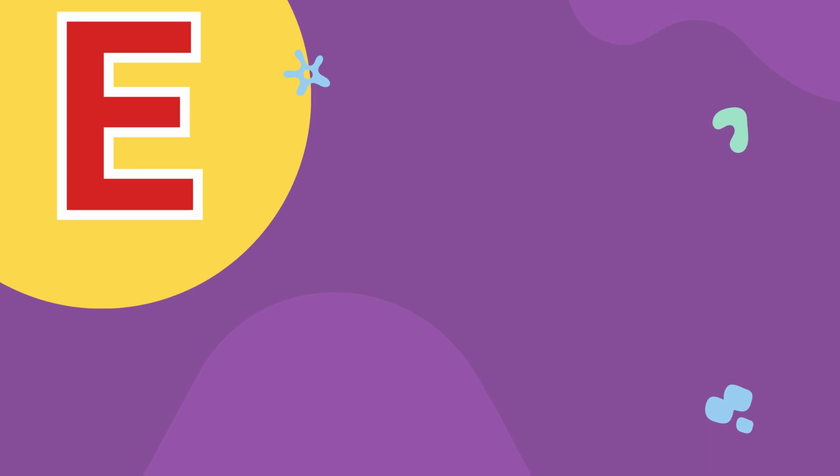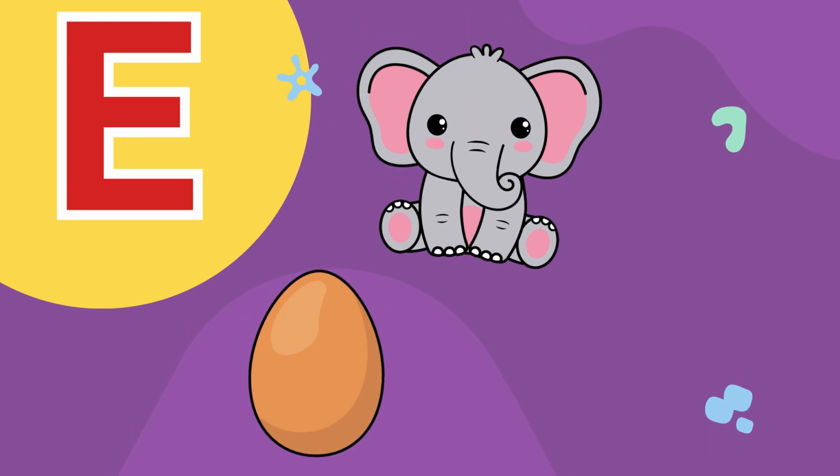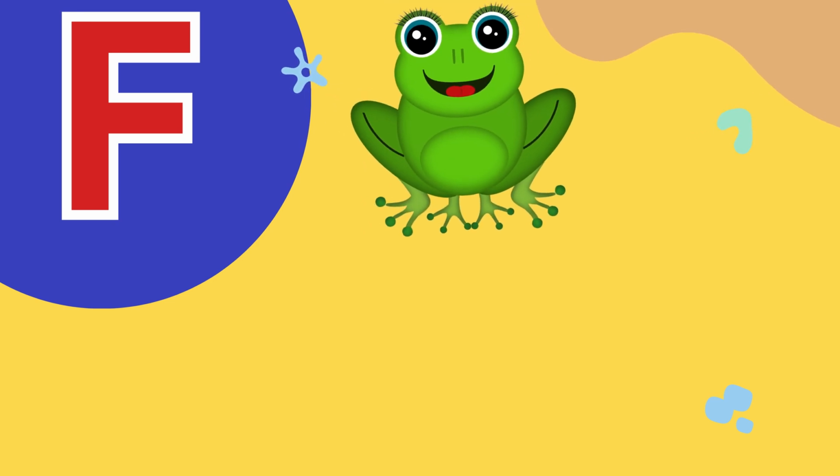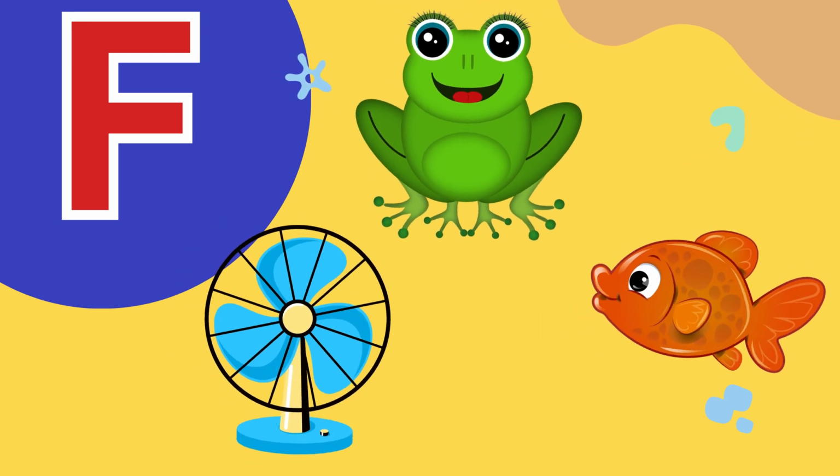This is E. E is for elephant, E is for egg, E is for eagle. This is F. F is for frog, F is for fish, F is for fan.